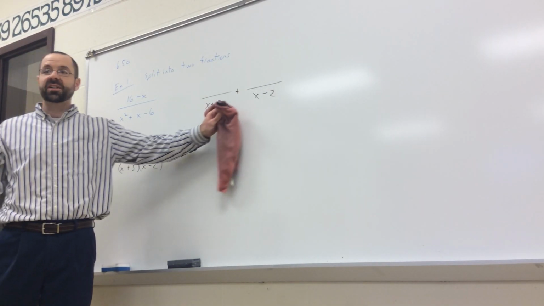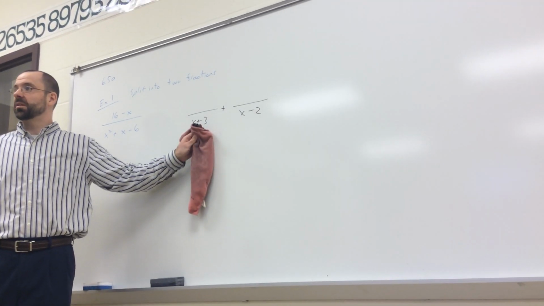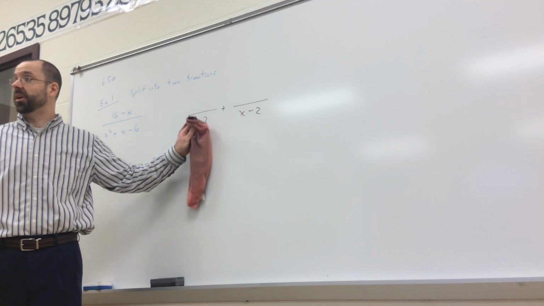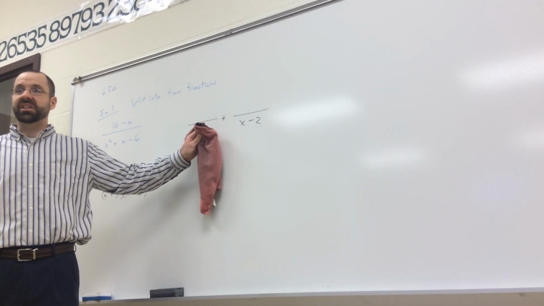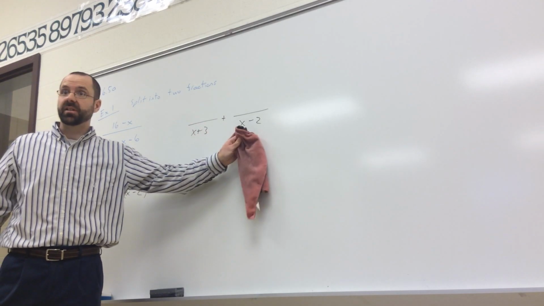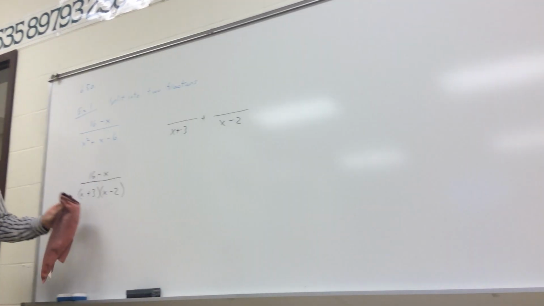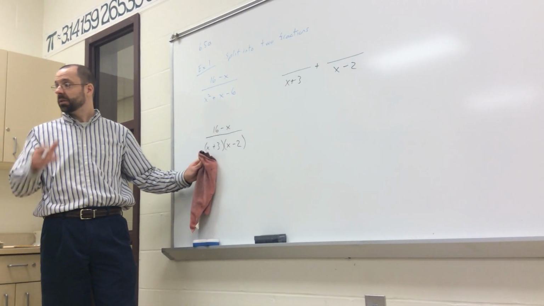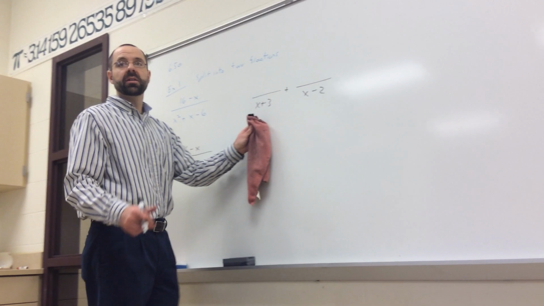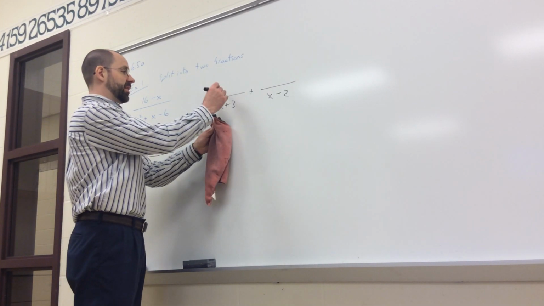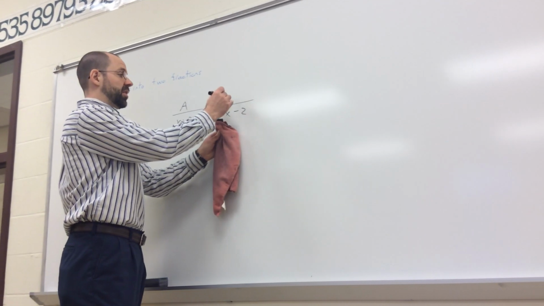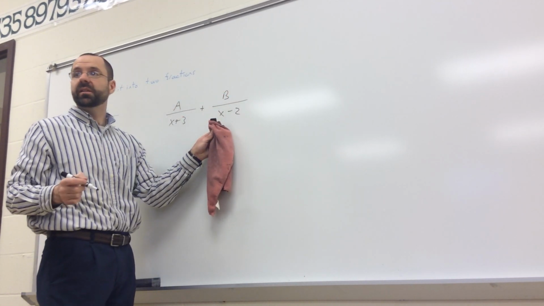Because if you had two fractions like this, then when you added them, you would need a common denominator, right? And to get a common denominator, you'd end up getting this times this, which would be this common denominator. Okay, the problem is we don't know what goes on top here. So we're just going to pretend that we know and call it capital A. And then here we're going to pretend we know what goes on top here. We're going to call that capital B.